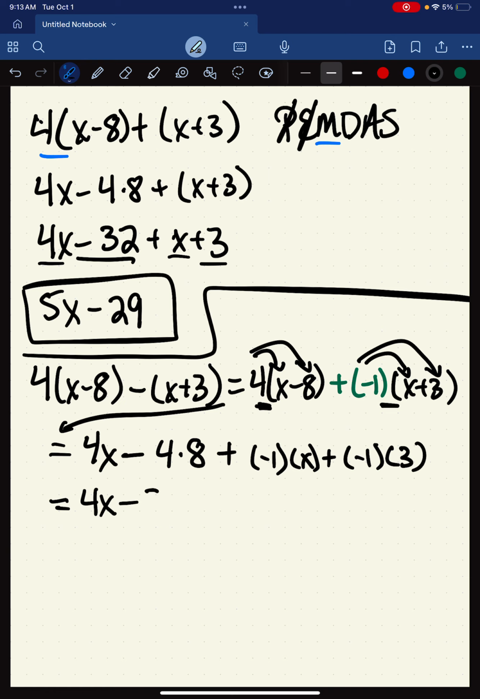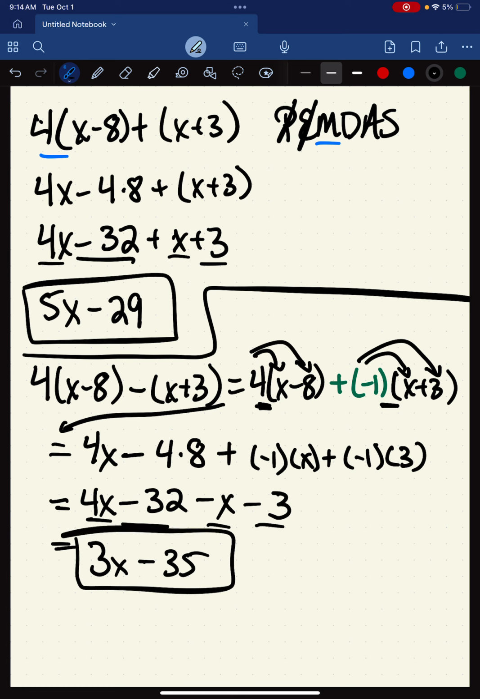4x is simplified. 4 times 8 is 32. Negative 1 times x is just negative x. And negative 1 times 3 is negative 3. So we have 4x and negative x, that's 3x. And we have negative 32 and negative 3, that's negative 35. So that's how we simplify using the distributive property.